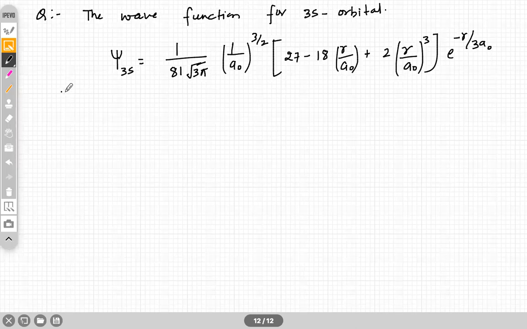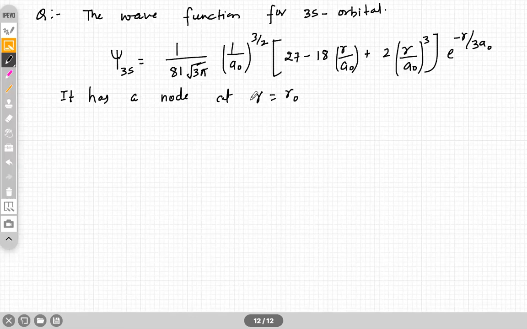It says the wave function of 3s is this. It has a node at r equals r naught. r is the radius, and a naught is the first Bohr radius, the ground state. Find the relation between r naught and a naught.